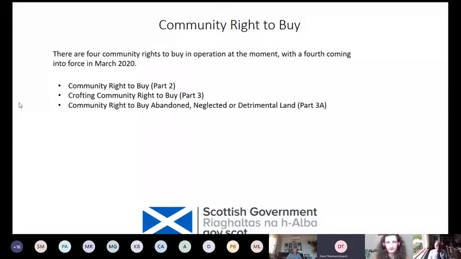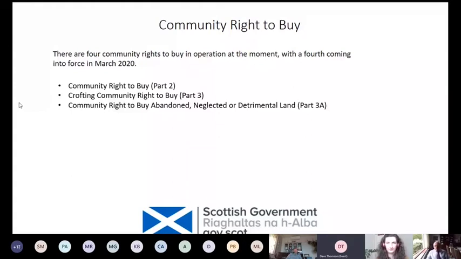The third one is the community right to buy abandoned, neglected or detrimental land, what we call Part 3A. That came in 2015 through the Community Empowerment Act, really came into force in 2016. That is a compulsory purchase right, which means that if successful, a community group is given the right to purchase the land, whether or not the owner wishes to sell. But obviously only in particular circumstances. And again, I'll touch on that as I go through the presentation, but the title says it all, the land must be abandoned, neglected or detrimental.